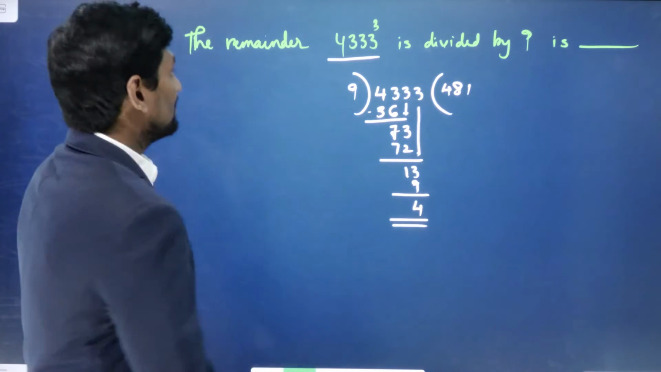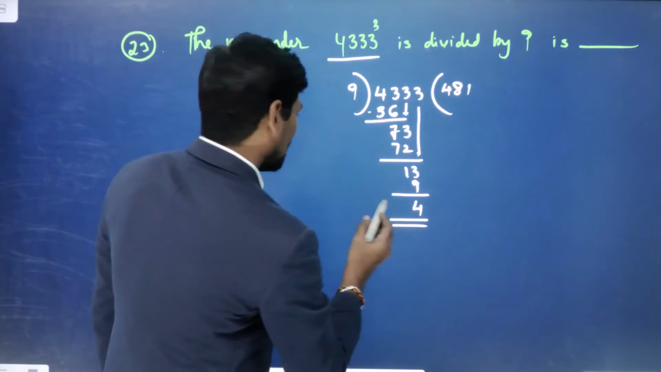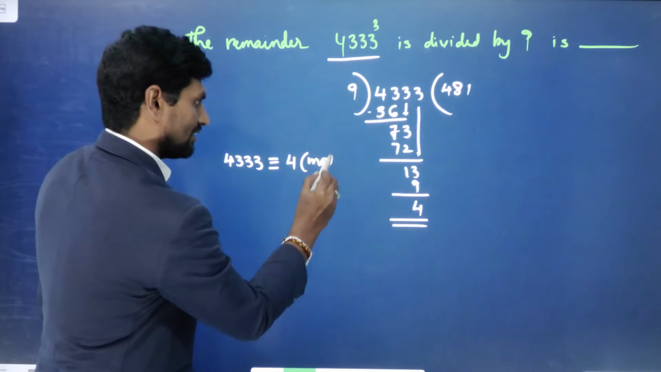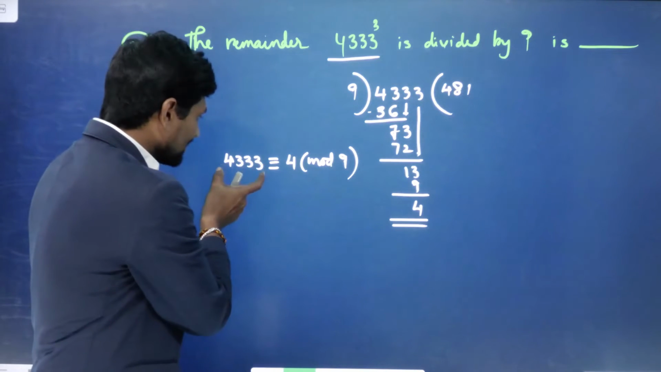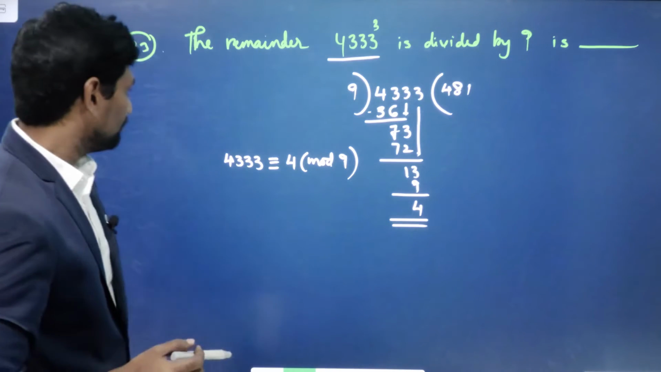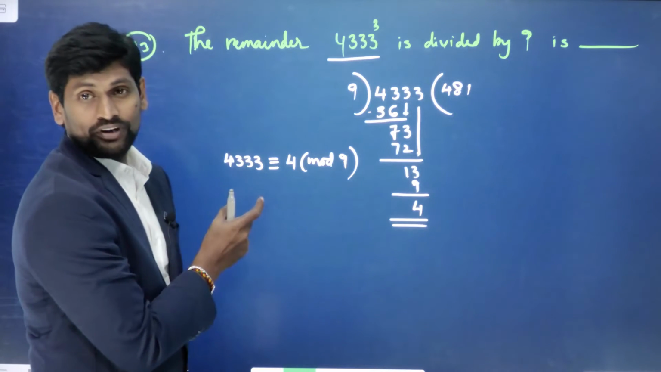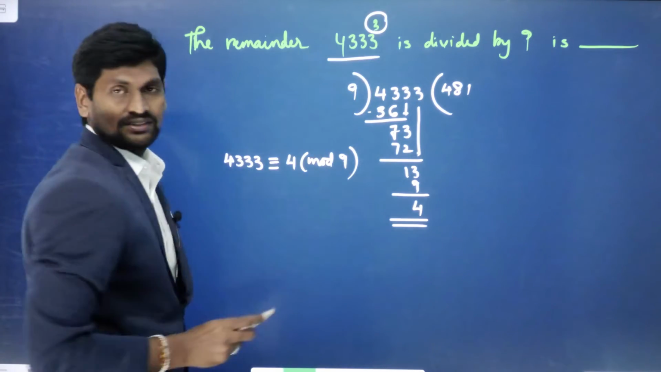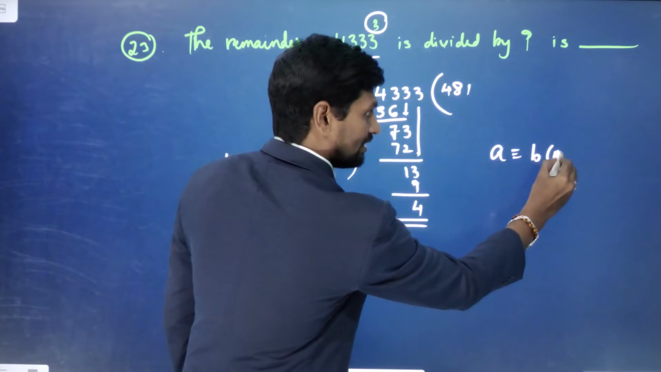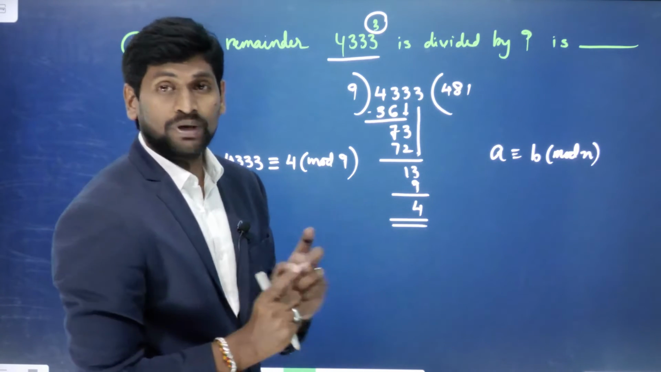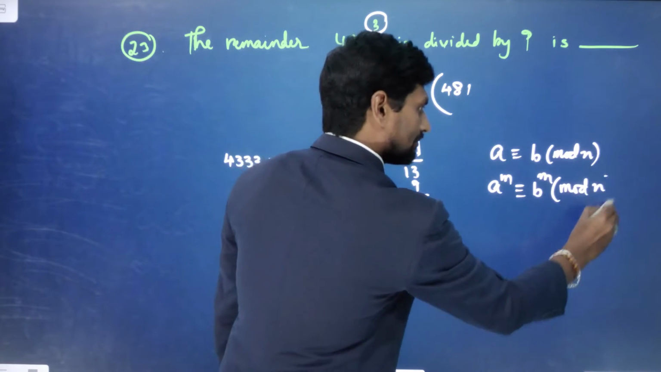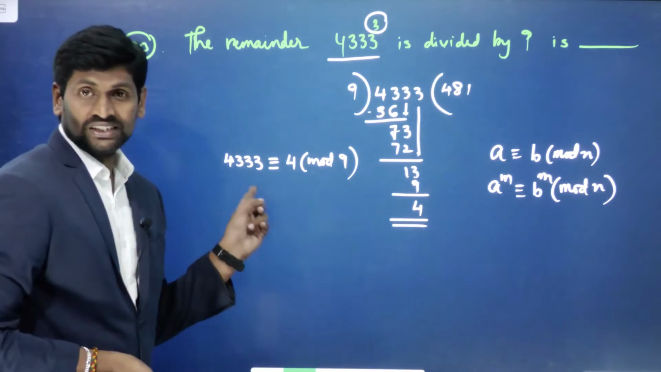That means this number we can express in a congruence method, like 4333 is congruent to 4 mod 9. Am I right? That means when you divide this entire number with 9, we will get the remainder 4. That is the meaning of this congruence rule. Now, we need to find the remainder for 4333 whole to the power of 3, cubed. Now, let us cube on both sides. Like if A is congruent to B mod N, we can apply the power on both sides. That means A power M is congruent to B power M mod N. In such a way, we need 4333 whole to the power of 3.